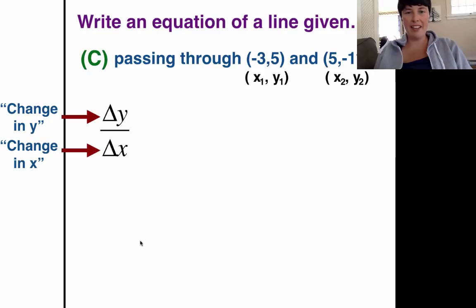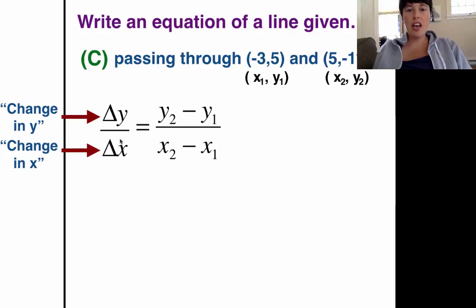Okay, so I think I've said that enough. So here's the math that we're going to do now. We're going to use a formula. To find the change in the y's, we're going to subtract them. We're going to take the y2 number and we're going to subtract the y1. To find the change in the x's, we're going to subtract them. In the same order, we're going to do x2 minus x1.